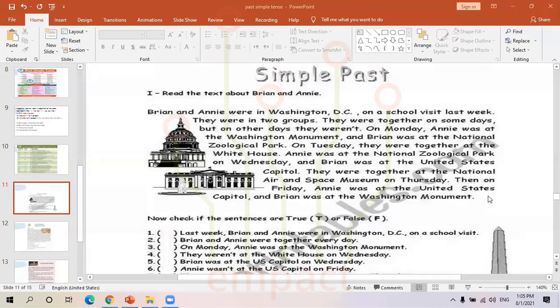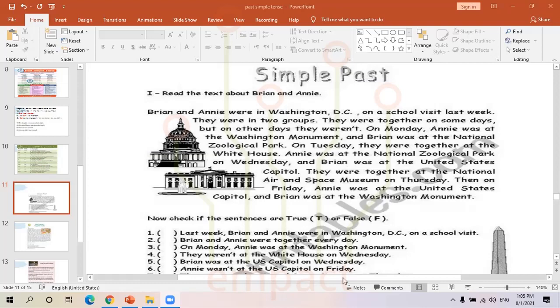Okay, Brian and Annie were in Washington, D.C. on school visit last week. They were in two groups. They were together on Sundays, but on other days they weren't. On Monday, Annie was at the Washington Monument, and Brian was at the National Zoological Park.